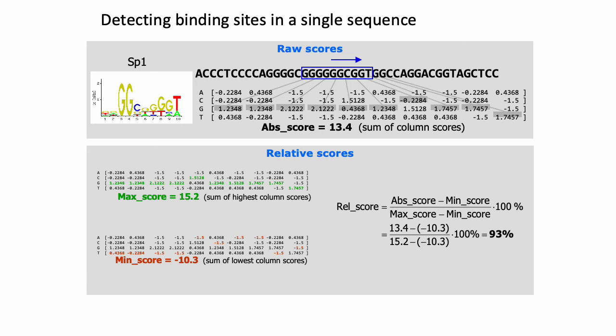In a similar way, you can also calculate the smallest score you could get from a PWM by looking at the smallest number in every column and adding those up, and that'll give you a minimum score. Given the maximum score possible and the minimum score possible, as well as the absolute score that you get from a given sequence, you can use the equation on the bottom right to calculate what's called a relative score, which tells you what percent of the maximum possible value the sequence contained within a window gives you, relative to the maximum and minimum that you could have gotten from the position weight matrix.